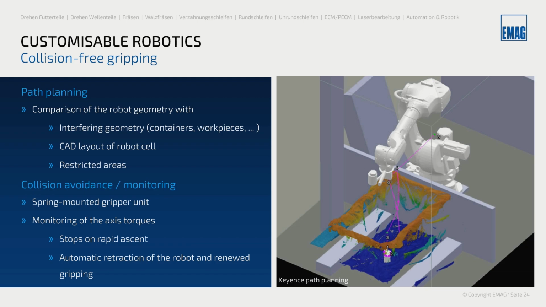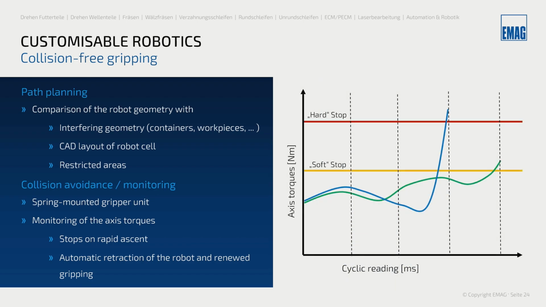So how does this work, and how do I get a high level of autonomy by doing so? Let's have a look at this little graph here. On the horizontal axis, you can see the cyclic reading that happens every few milliseconds. And on the vertical axis, you can see the torques, here only visible for one axis. For a robot system, it will be 6 axes, but it wouldn't be good to read. So here we see 2 stops visible, the soft stop and the hard stop for collision prevention.